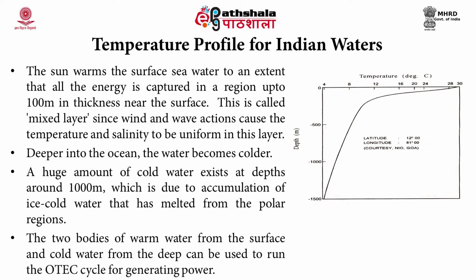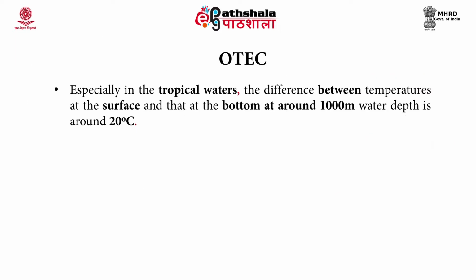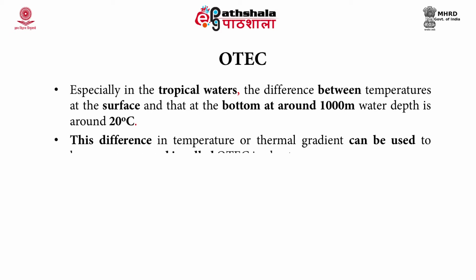The two bodies of water, warm water from the surface and cold water from the deep, can be used to run the OTEC cycle for generating power. Especially in tropical waters, the difference between temperatures at the surface and at the bottom, at around 1000 meters water depth, is as high as 20 degrees centigrade. This difference in temperature, or thermal gradient, can be used to harness energy and it is called OTEC in short. So, there is scope for OTEC in the Indian Ocean or in our country.